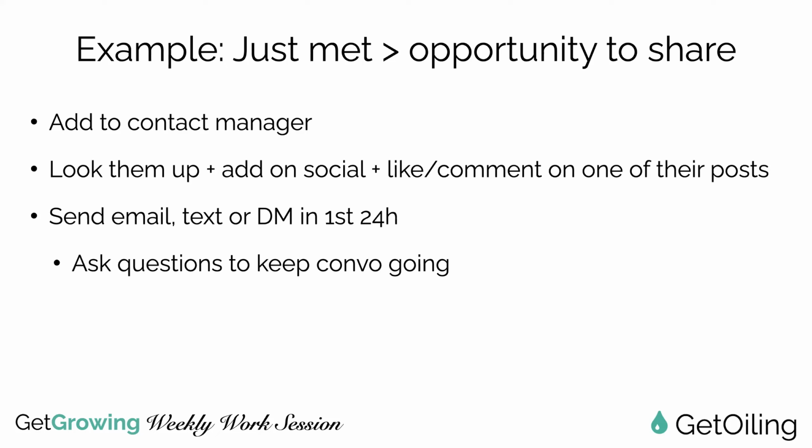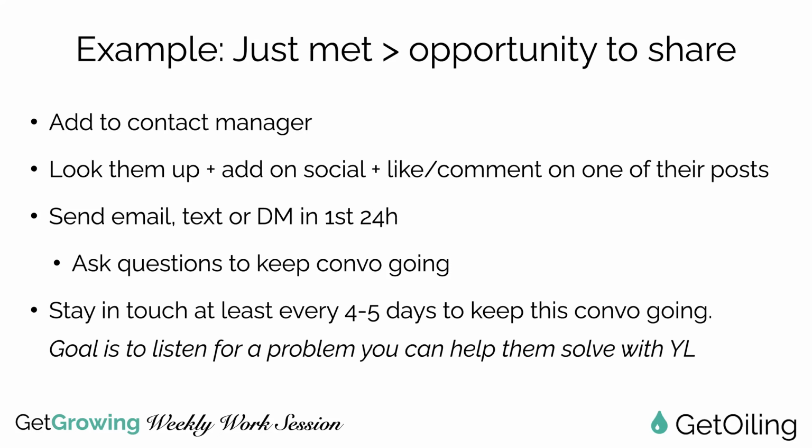Now, after you have sent that first message, it should be a follow-up question, right? Family, occupation, recreation, dreams. This should be icebreakers, becoming friends. At this point, we're really just being present and being friendly. So we're asking questions to keep this conversation going. And then of course, we want to make sure we stay in touch with this new person at least every week, every 4 to 5 days, to keep the conversation going. We're getting to know them. And our goal in this stage is to listen for a problem that you can help them solve with Young Living. Is that clear? Can I get a yes?